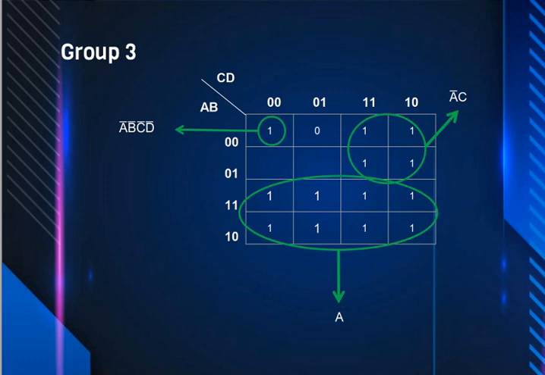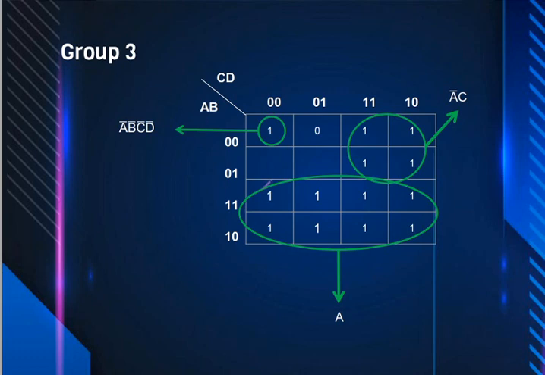What was the third point? Each group should be as large as possible. Why do we take it as large as possible? Because when we are making groups, the larger the group is, the smaller the equation will be. The smaller the equation, the simpler the circuit or logical design will be. The simpler the design, the fewer gates will be used, and in practice fewer gates is better, you can say a better design.